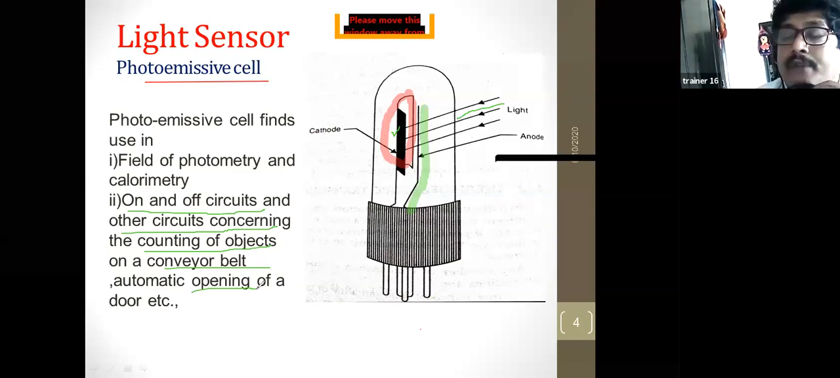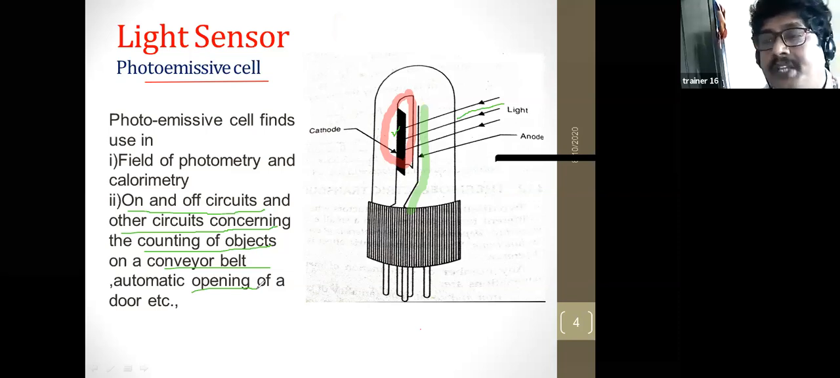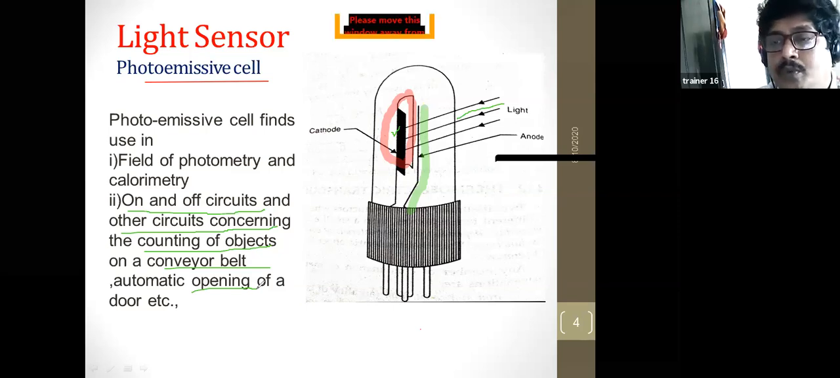That means this type of photo tube or photo emission cell is used in on-off circuits, and also counting of objects on the conveyor belt. For example, in large scale industries, when the product comes, it automatically captures the image. That means it counts the objects on the conveyor belt. When the product is completed, it comes out. Once it is coming out, we have to place it in a photo emission cell. Then it automatically captures the image of the object, and then we can get the counting of the objects. How many objects are coming out from the conveyor belt?